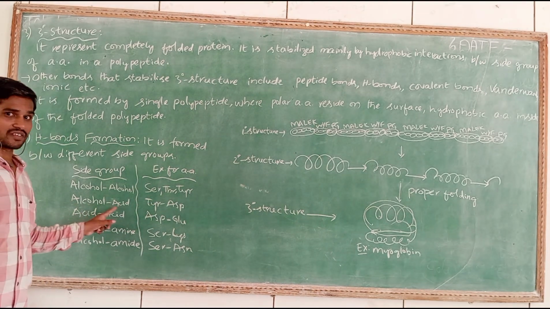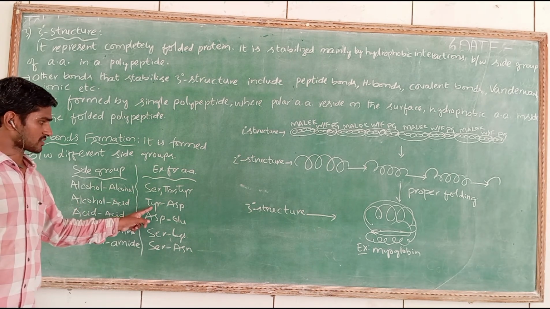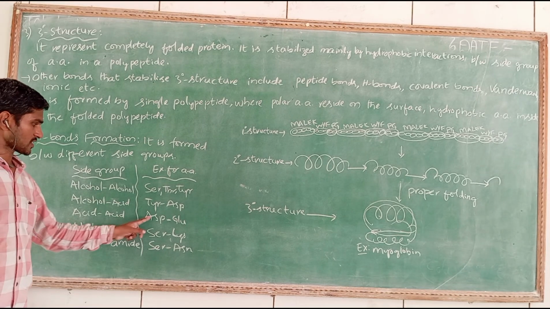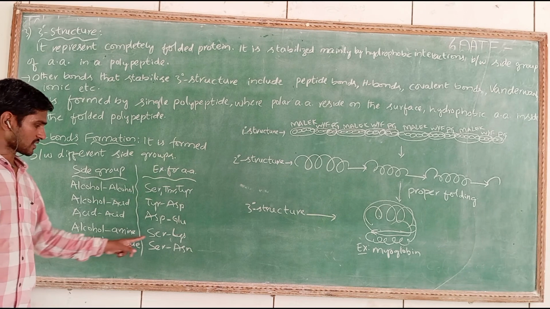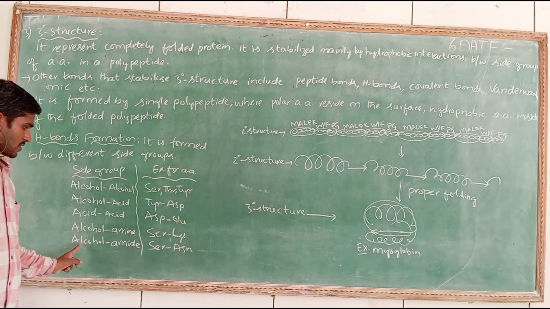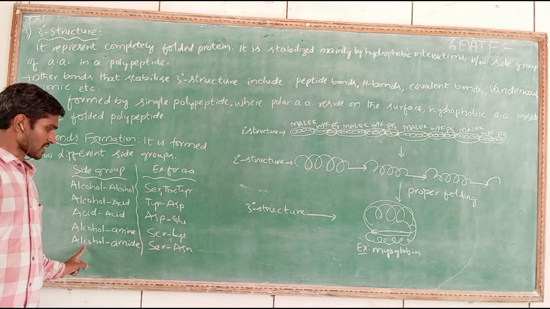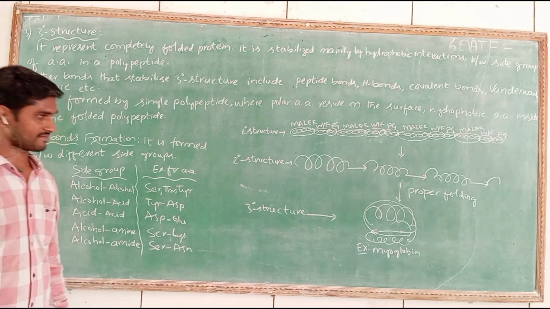Hydrogen bonds form between alcohol and acid. The examples may be tyrosine and aspartate. The acid-containing amino acid is aspartate, which is connected to it. Then alcohol and amine: serine contains the alcohol group, and lysine has the amine. Serine has the alcohol group, and the amine is present in aspartate.